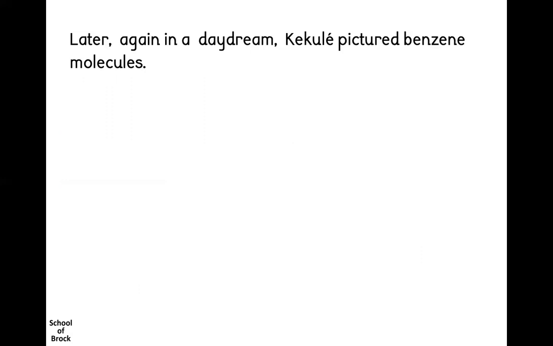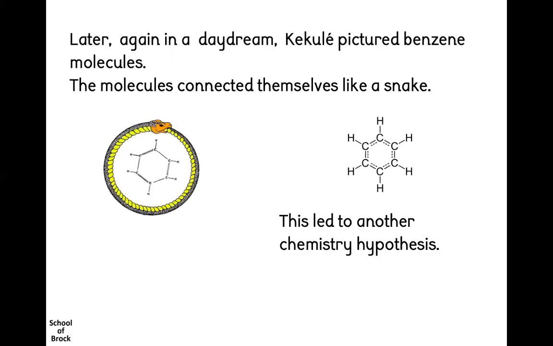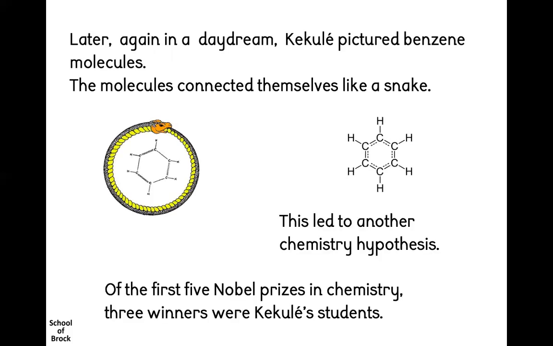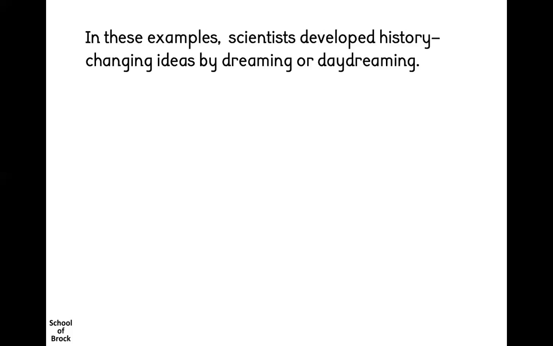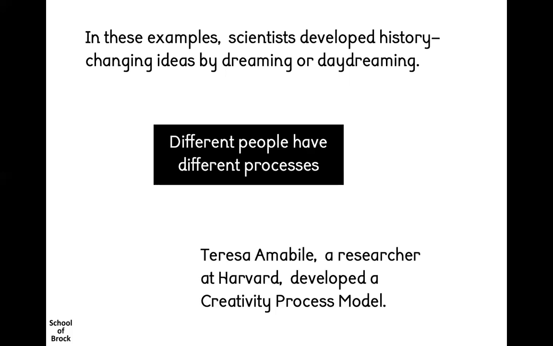Later, again in a daydream, Kekulé pictured benzene molecules, and the molecules connected themselves like a snake, and this led to another chemistry hypothesis. Of the first 5 Nobel Prizes in chemistry, 3 winners were his students. In these examples, scientists developed history-changing ideas by dreaming or daydreaming. But different people have different processes.